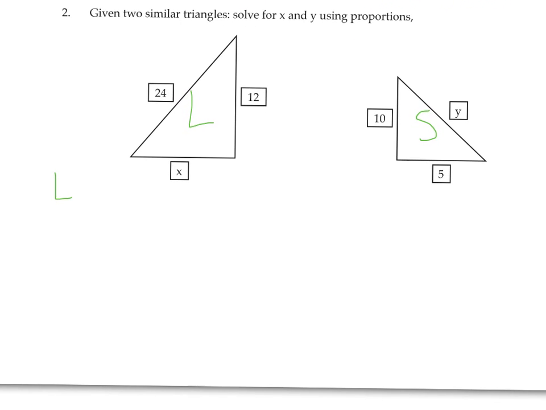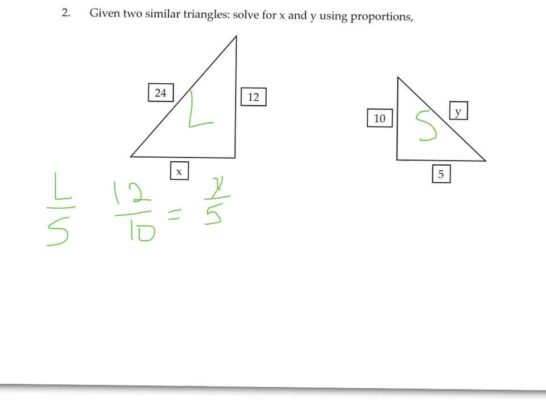All right, we're still going to do large over small. So which two sides do we know? Okay, the 24 corresponds to the y. That's not going to help us. The 12 and the 10 are the two sides that we know, so we're going to use those. We're going to use 12 over 10 corresponds to, let's solve for x first. The 5 corresponds to the x. So we're going to use x over 5.